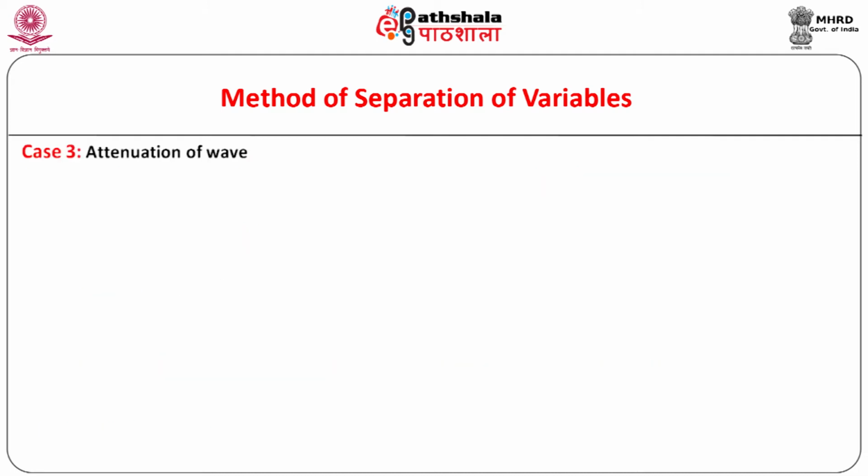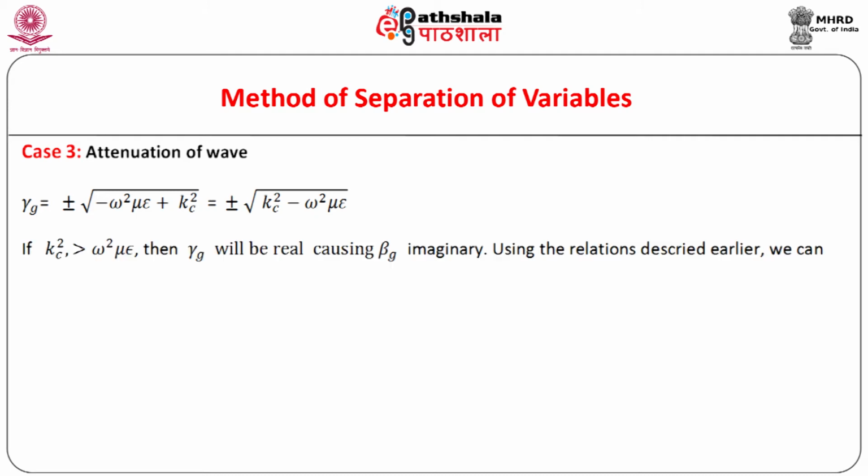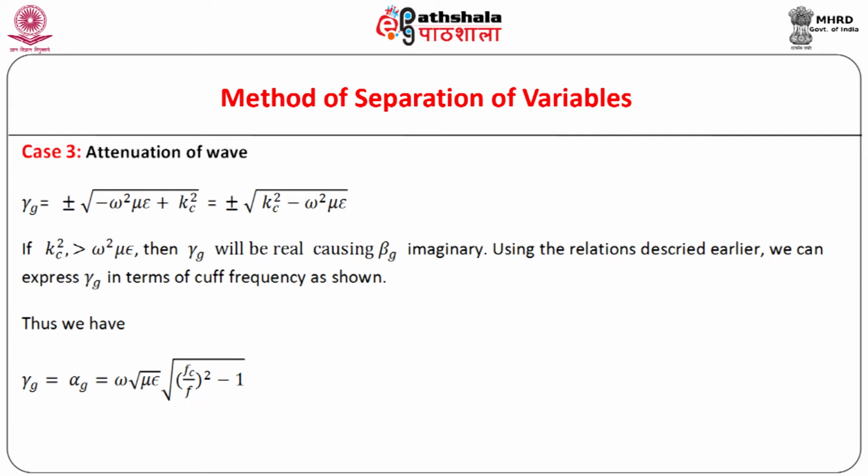Case number 3, attenuation of wave. Gamma g will be equal to plus or minus under root of kc squared minus omega squared mu epsilon. Here, if kc squared is greater than omega squared mu epsilon, then obviously gamma g will be real, causing beta g imaginary. Using the relations described earlier, we can express gamma g in terms of cutoff frequency as shown.